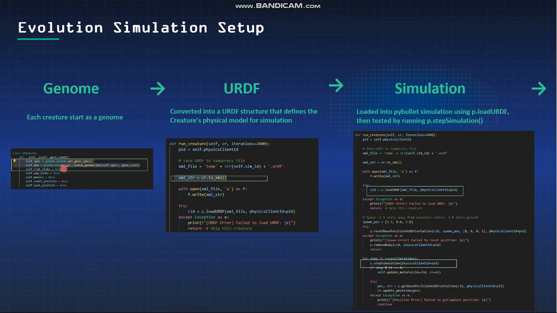For this task, I have implemented a system where each creature starts as a genome. This genome is then converted into a URDF structure that defines the creature's physical model for simulation. Each URDF creature is loaded into the PyBullet simulation using p.loadURDF, then tested by running p.stepSimulation over many steps to evaluate how well it climbs.